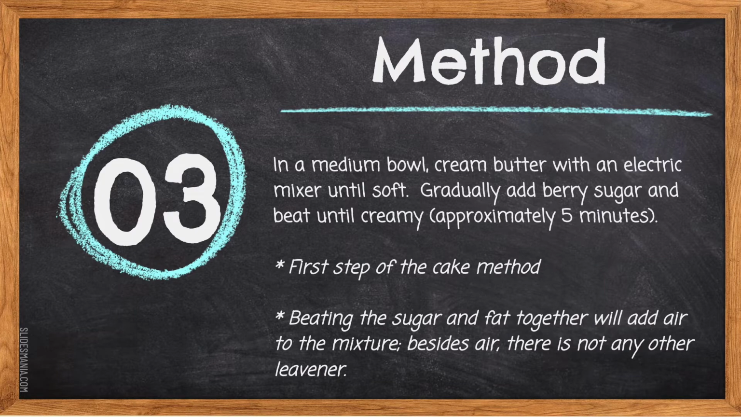Step 3. In a medium bowl, cream butter with an electric mixer until soft. Gradually add berry sugar and beat until creamy, approximately 5 minutes. This is the first step of the cake method. Beating the sugar and the fat together will add air to the mixture. Besides air, there is no other leavener.